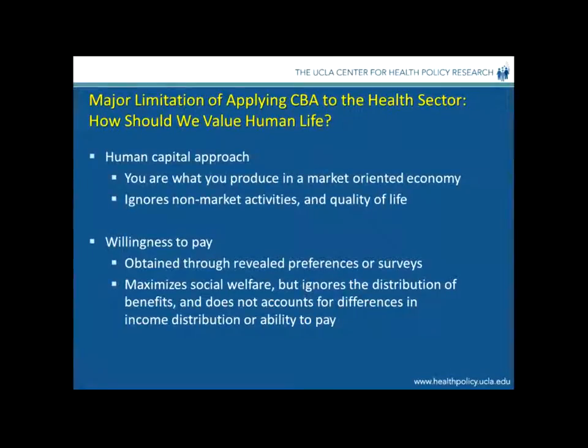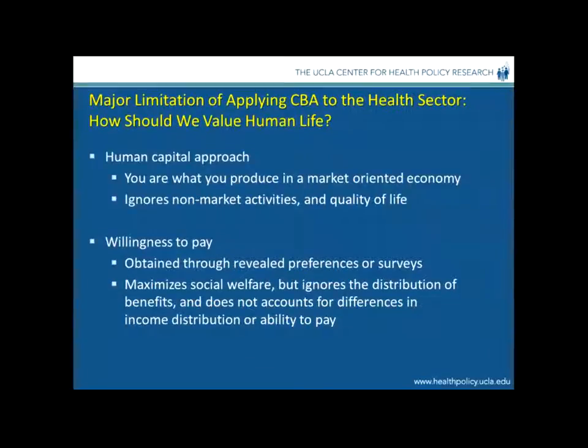And that, in a nutshell, is the problem with the human capital approach to valuing life. It means that we're going to overvalue people who are quote-unquote productive members of society and undervalue those at the extremes of the age distribution.